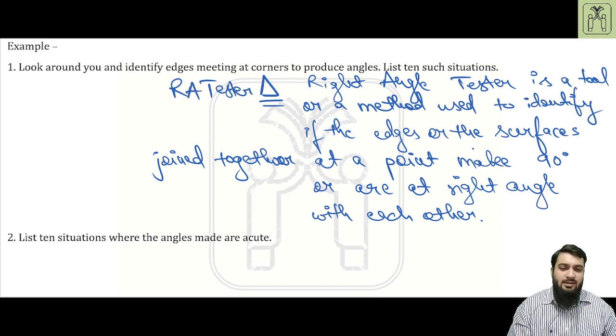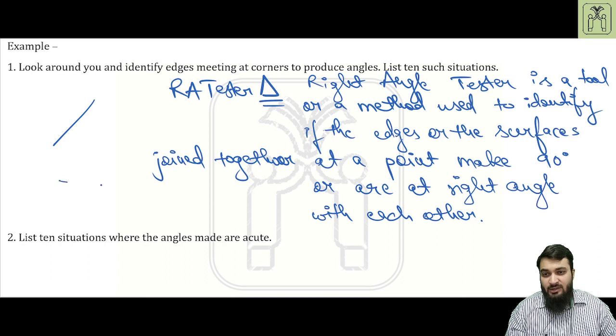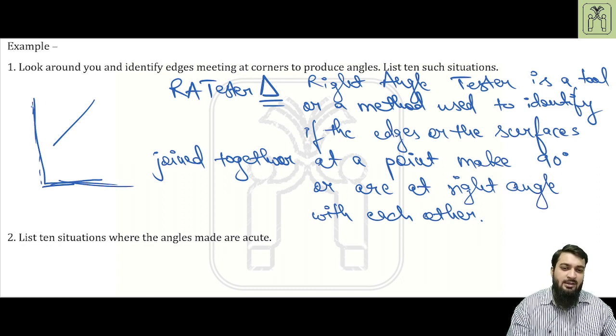So, right angle tester, I will read it once. A right angle tester is a tool or a method used to identify if the edges or surfaces joined together at a point. This is important. If something is like this or like this, it is not used, but they should be joined together at a point, make 90 degrees, or be at right angle with each other.